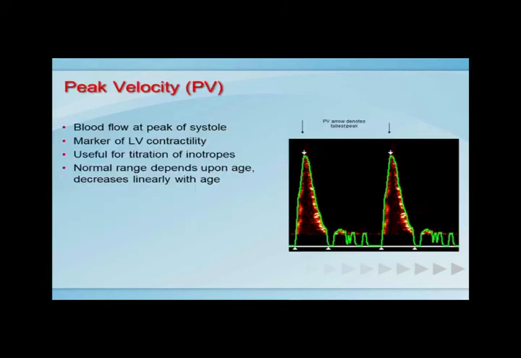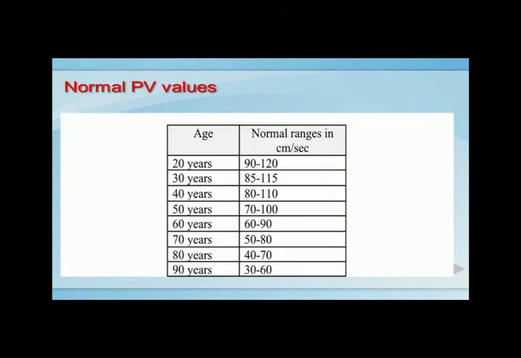Peak velocity is the blood flow at peak of systole. It's a marker of left ventricular contractility, and it can be useful for titration of inotropes. The normal range for peak velocity depends upon age, and it decreases linearly with age. This is an important chart that you need to reference, which describes normal peak velocity values.